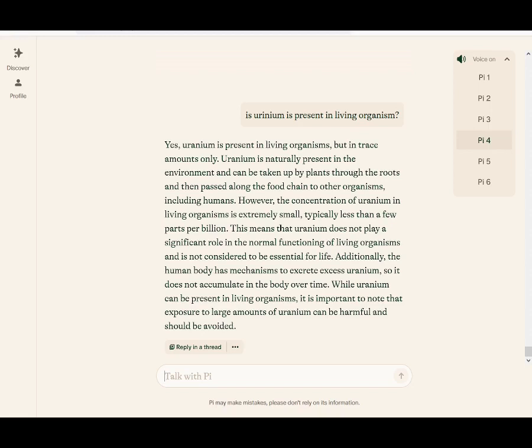Additionally, the human body has mechanisms to excrete excess uranium, so it does not accumulate in the body over time. While uranium can be present in living organisms, it is important to note that exposure to large amounts of uranium can be harmful and should be avoided.